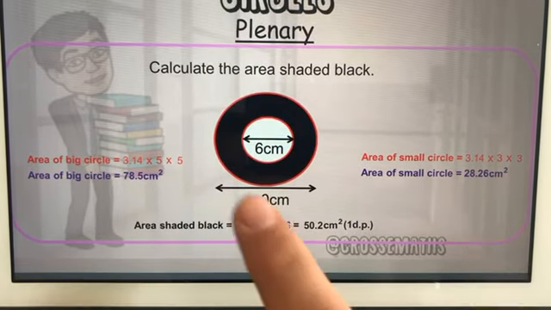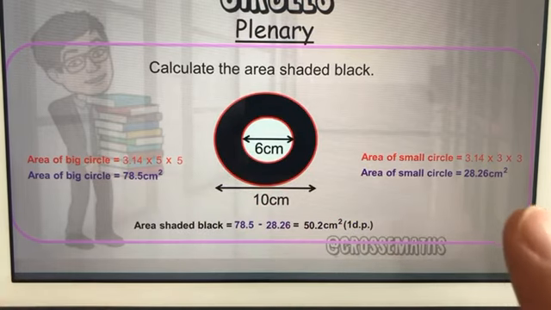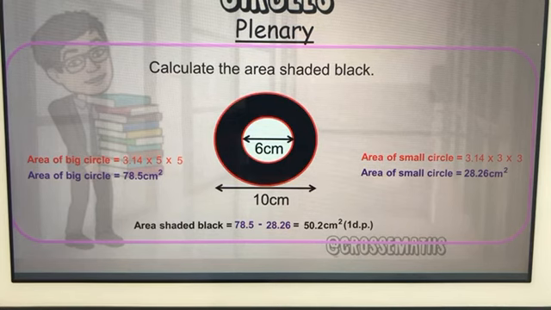And if you want the area of the black, you've got to take those two answers away from each other. 78.5 take away 28.26 is 50.2 centimeters squared. Okay, again, if there's rounding errors and you're roughly on 50.2, that's okay. Check the method. If you have got it wrong, don't worry, just make sure it's similar to mine.